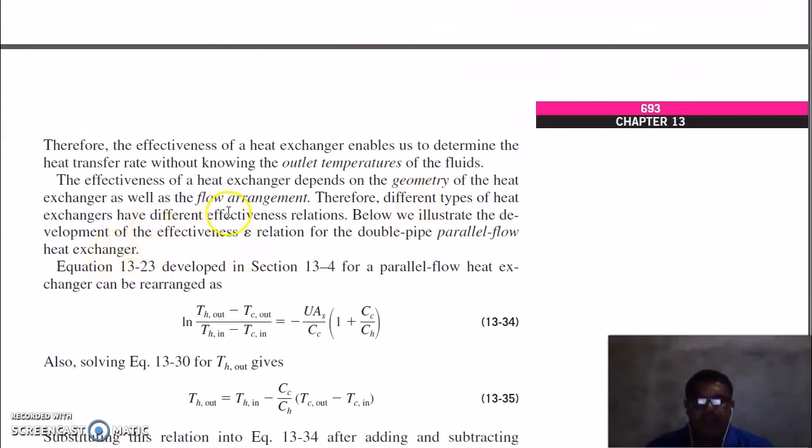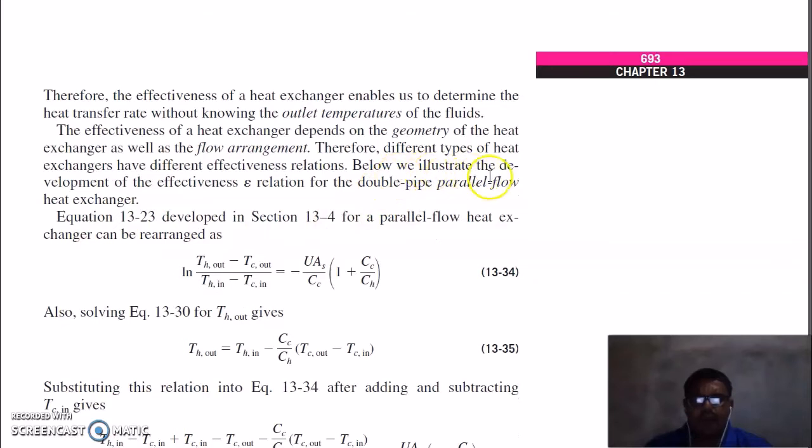The effectiveness of a heat exchanger depends on the geometry of the heat exchanger as well as the fluid arrangement. Therefore, different types of heat exchangers have different effectiveness relations. Below we illustrate the development of the effectiveness epsilon relation for the double pipe parallel flow heat exchanger.